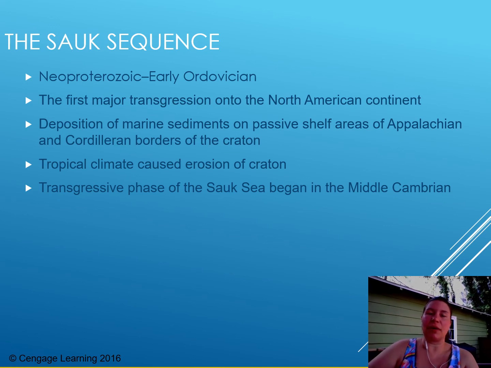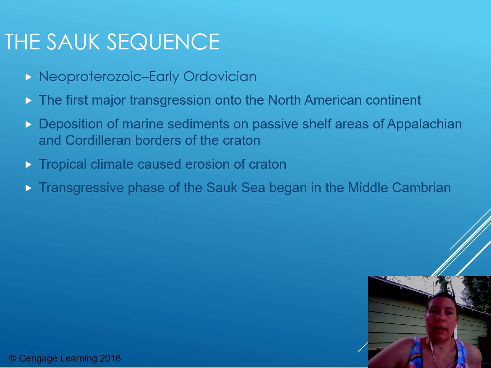First one is called the Sauk sequence, and this is going to be the first time where sea level really rises dramatically up onto the North American continent. So we get a lot of marine sediments being dumped on places near the Appalachians and the Cordilleran border, so the east and the west, again, like we saw.